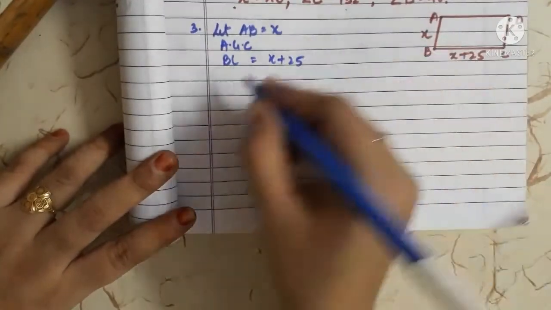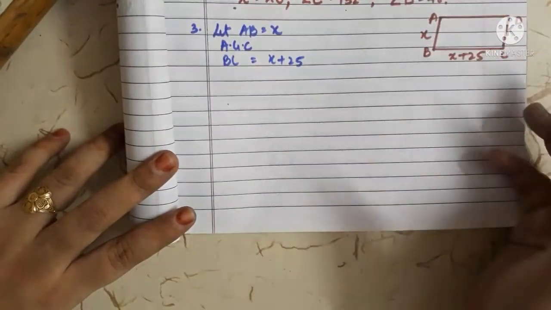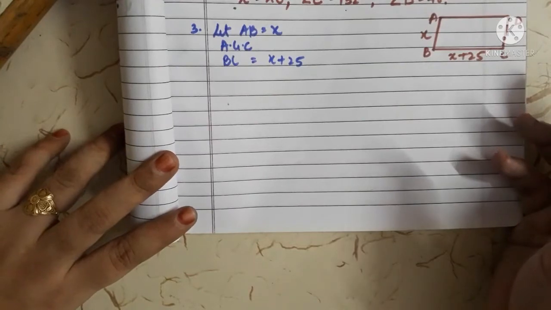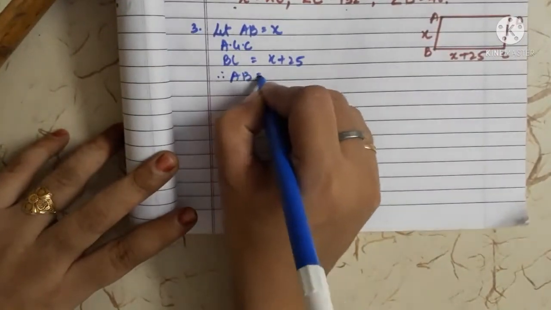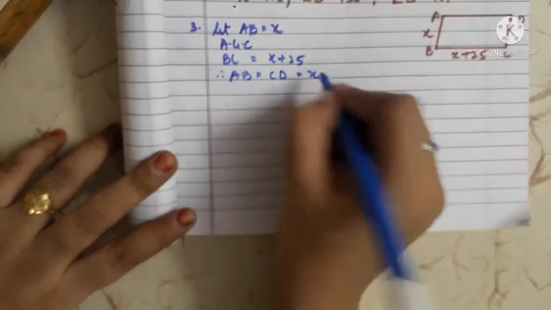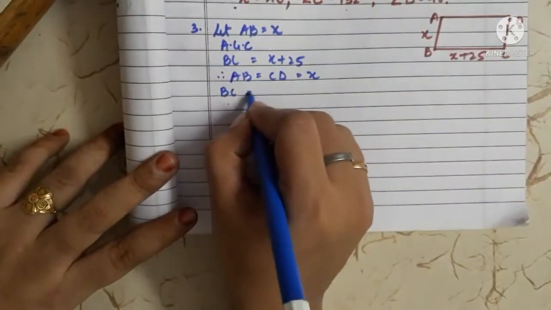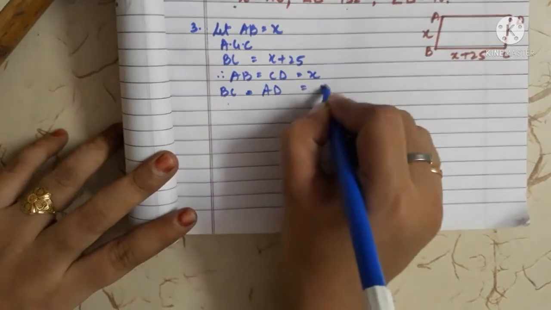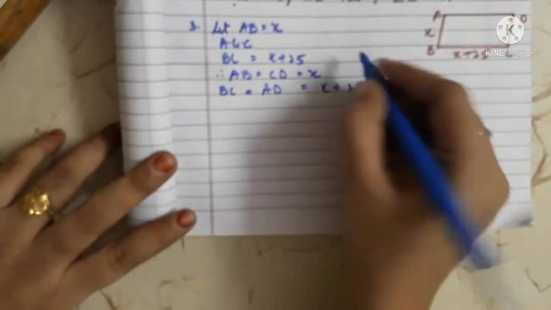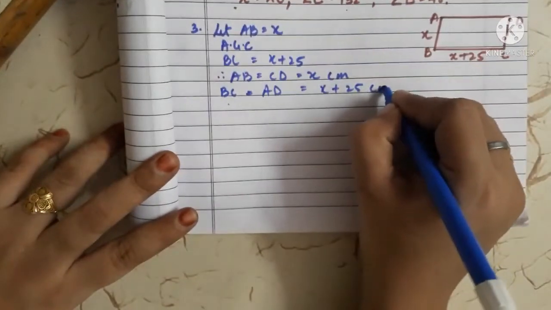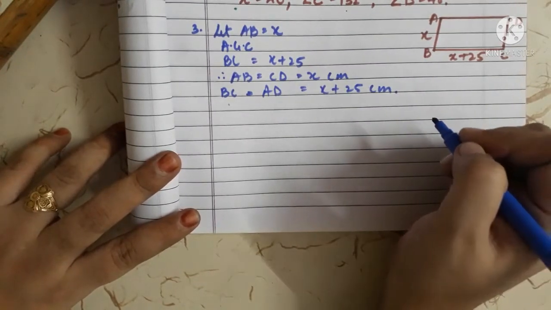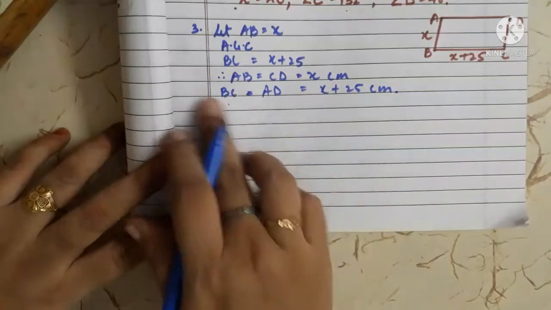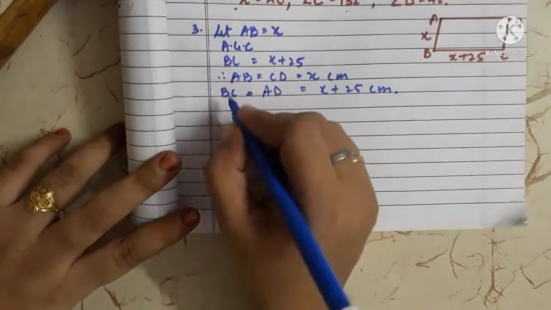Now opposite sides of a parallelogram are congruent. So therefore we can write down AB is equal to CD is equal to x, and BC is equal to AD is equal to x plus 25 centimeter, because perimeter is given as 150 centimeter. Now we will use the perimeter and solve the sum.